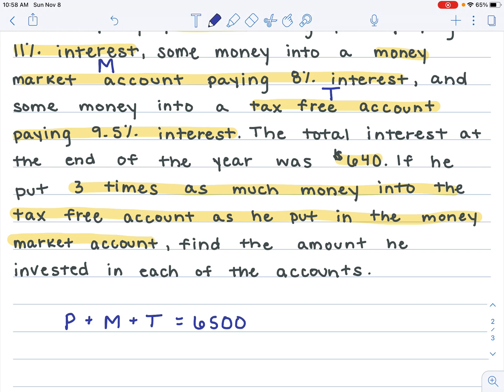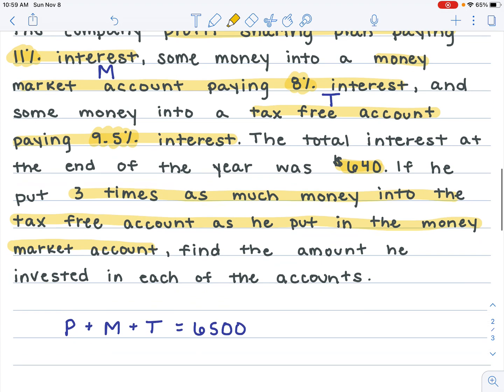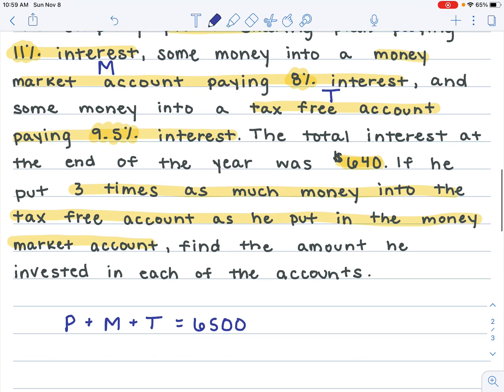The next thing is they give you this 640. That talks about the interest he makes. So when he talks about the interest, you're going to use the 11%, the 8%, and the 9.5%. Now with those percents, we do have to write them as numbers. So 11% would be written as 0.11. So 0.11p plus the 8% would be 0.08m plus the 9.5% would be 0.095t. All right, so those are the interest amounts. That's going to be equal to the amount of interest he ends up making that year, which is 640.